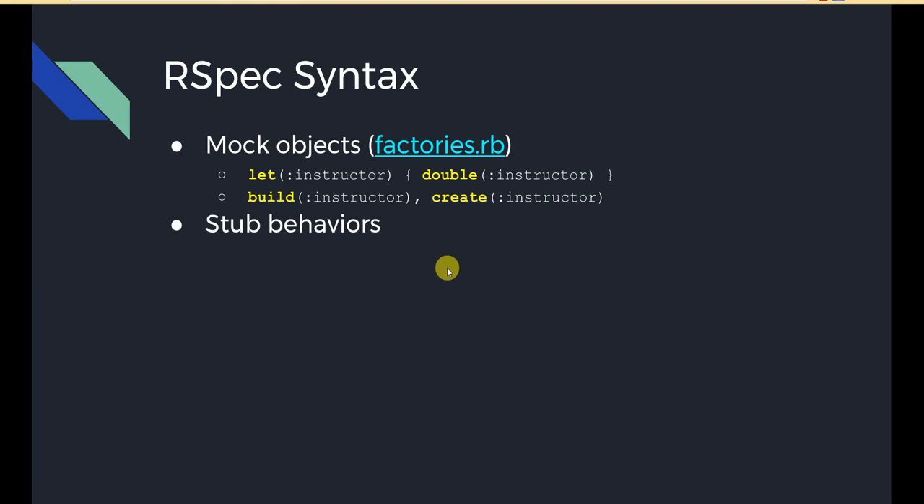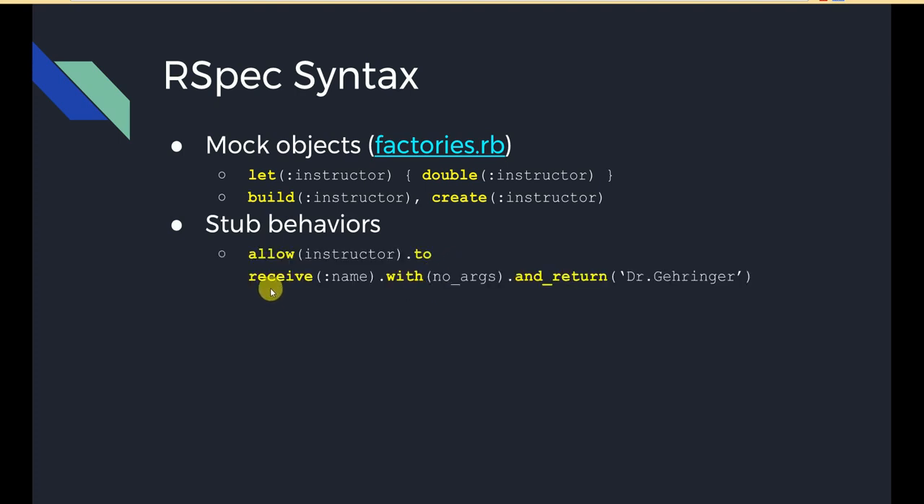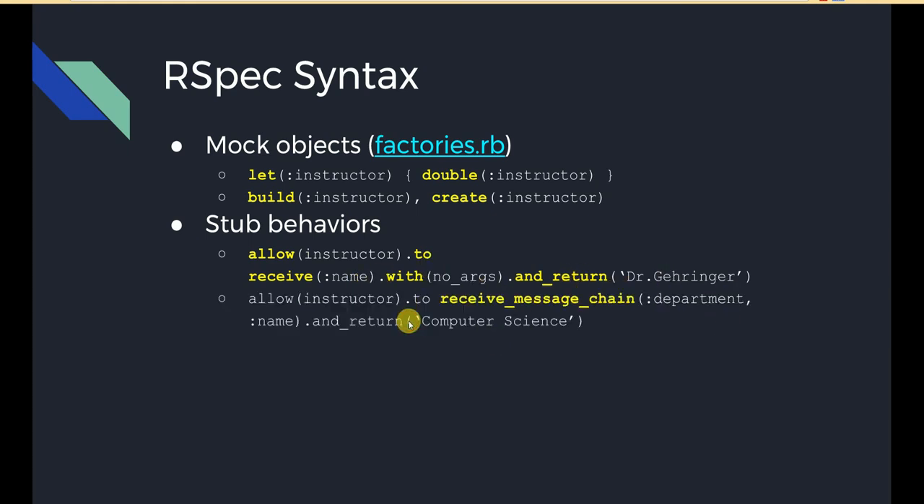So you could also stub behaviors. We already saw this line in the class. We could allow an object to receive methods with some arguments and return the value we want. There's one more powerful method called receive message chain. Basically, we could call more than one method and return the values we want.